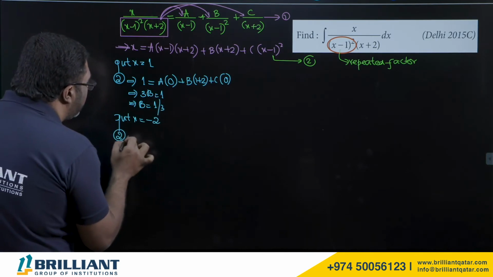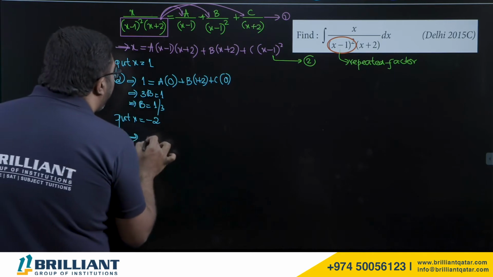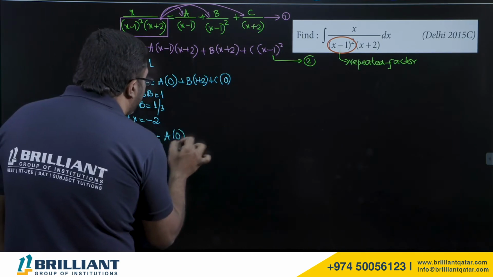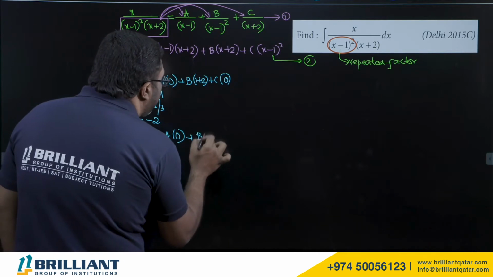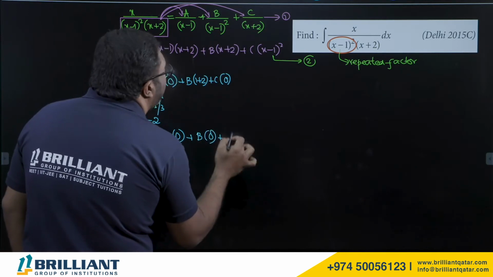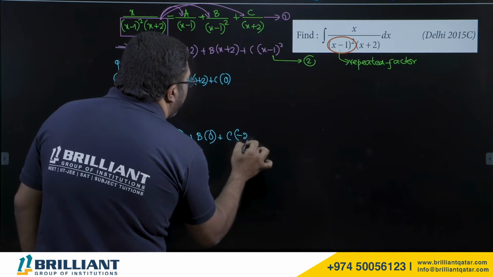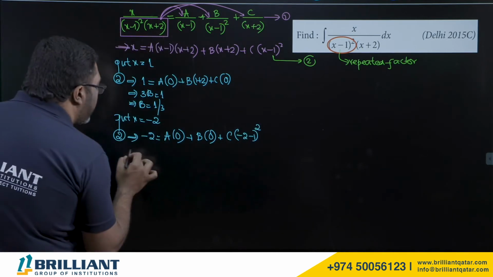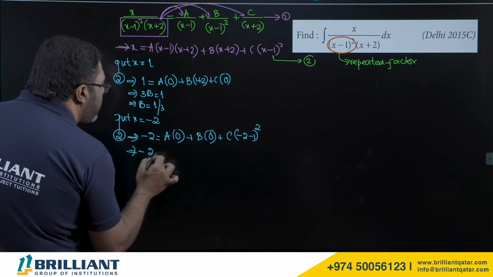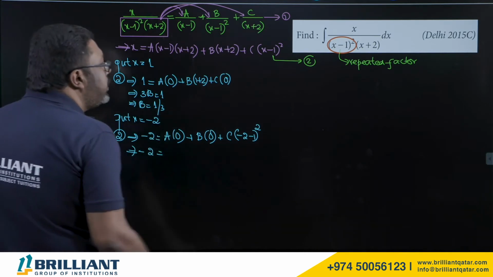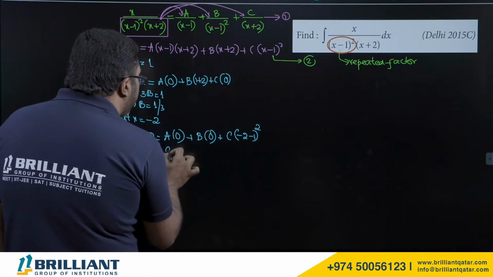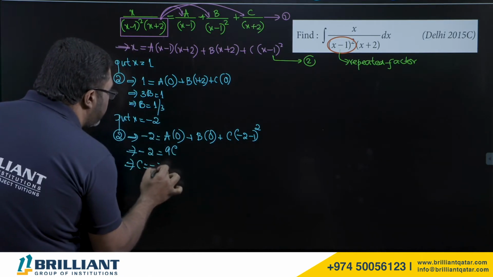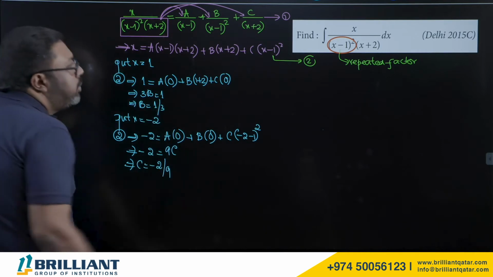Equation number 2 implies minus 2 is equal to a into 0 plus b into 0 plus c into minus 2 minus 1 squared. That implies minus 2 is equal to 9c. That implies c is equal to minus 2 by 9.